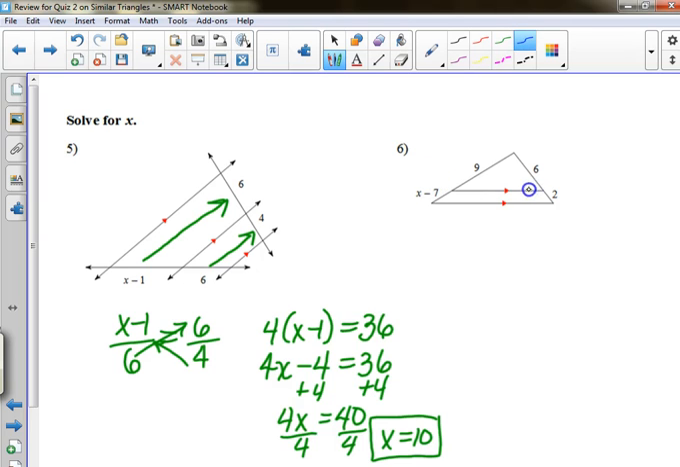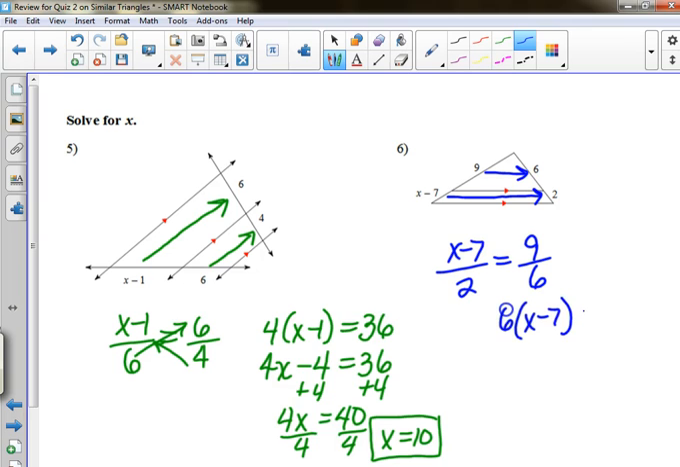Number 6 looks different because it's a triangle, but it's really exactly the same. They have parallel lines marked here, so we're just going to go straight across the parallel lines. There are other ways to do this. You could do 9 over x minus 7 equals 6 over 2, but I'm just going to go straight across. So x minus 7 is to 2, as 9 is to 6. All right, I'm going to go kind of quick because I think you guys can do the algebra on your own.